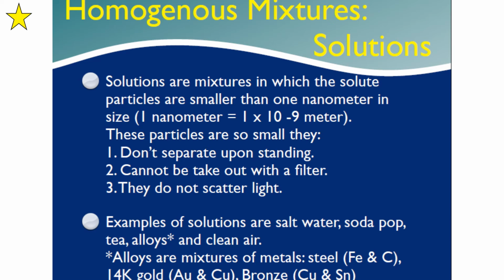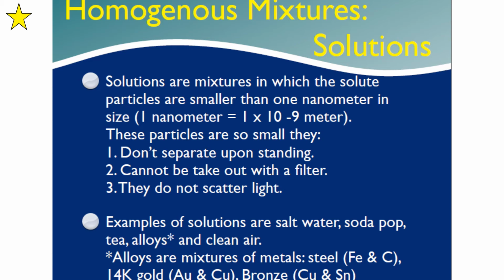So there are different types of homogeneous mixtures. You have solutions, which are basically something solid dissolved in water. The particle sizes are very, very small. Like salt water, you can't see the salt. You can taste it, but you can't see it. So it's a solution. It can't be filtered out, and if you shine light at it, it does not scatter. I'll show you an example of that.